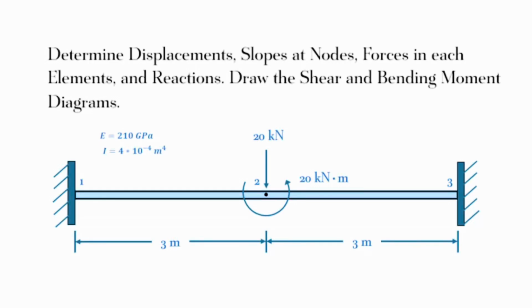Another problem, displacement slopes, right? Just your displacement vector, force is equal to kx. We got to get the displacement vector, the x vector. Then we get the force vector, and then we'll get the forces in each element, and then the shear and bending. Let's go ahead and get started.